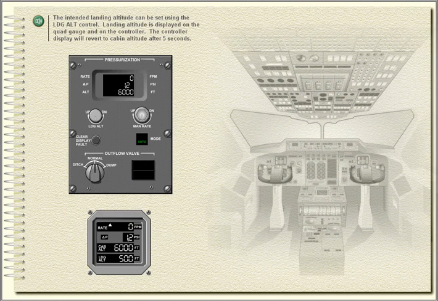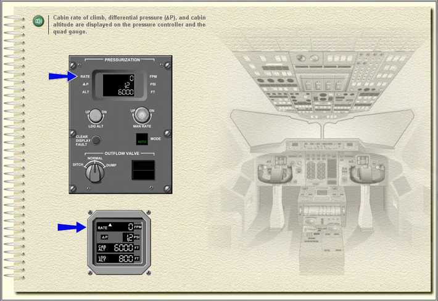The intended landing altitude can be set using the landing altitude control. Landing altitude is displayed on the quad gauge and on the controller. The controller display will revert to cabin altitude after 5 seconds. Cabin rate of climb, differential pressure, and cabin altitude are displayed on the pressure controller and the quad gauge.